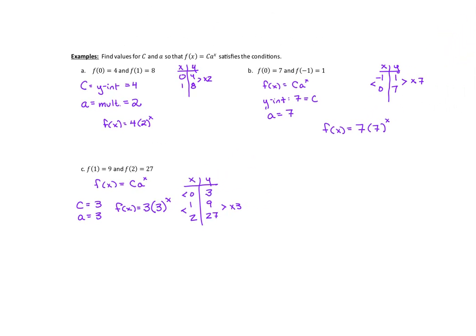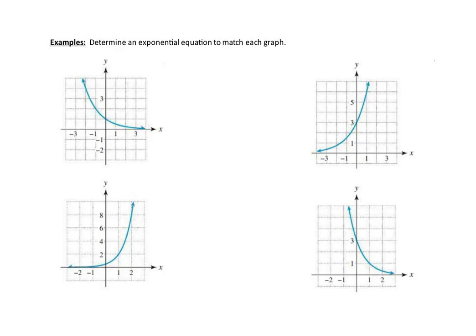Now, they gave us very nice equations for these other ones, but this can be expanded to where your c's and your a's are not necessarily the same numbers. All right, let's go ahead and continue on. We're going to do the exact same thing, except we're going to be given a graph. And so for each one of these graphs, we need to determine our y-intercept, and we need to determine our base multiplier.